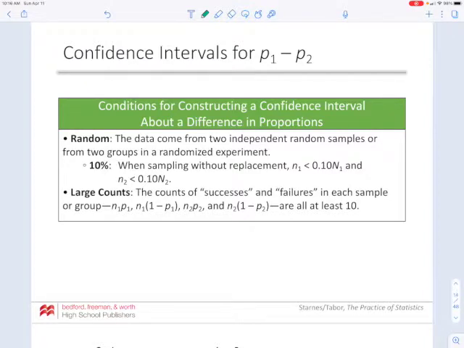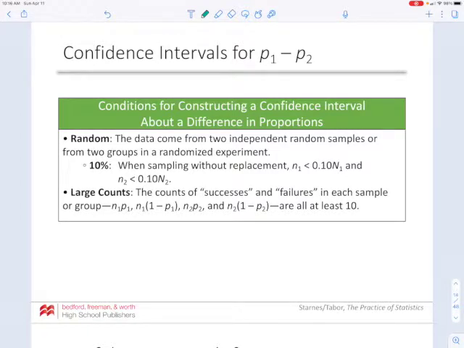Now let's look at confidence intervals for the difference of two groups. So here are the conditions, same as before, for constructing a confidence interval about a difference in proportions. You have your random, 10%, and large counts. Just like in the previous video, we have to check these items for both groups.